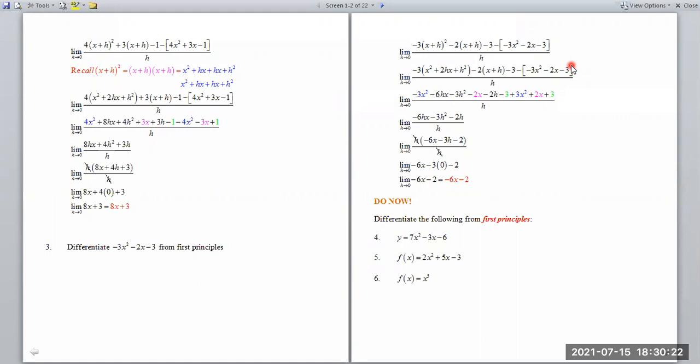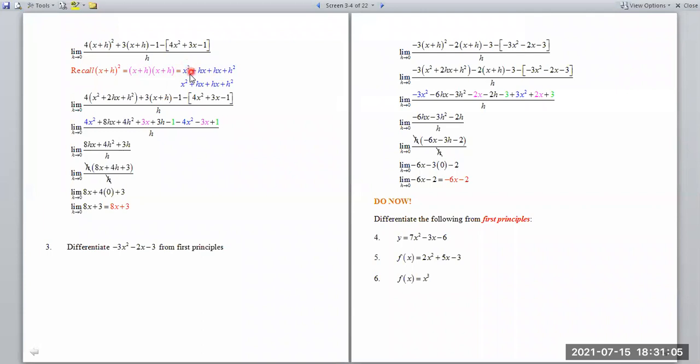All right? So watch me now. It's going to be 4 times x plus h, because all of this portion would have been your 4x squared, plus 3 times x plus h, minus 1. That is the original question. Now what we need to do is subtract the f of x, which is 4x squared plus 3x minus 1, all over h. I'm recalling for you that x plus h all squared is the same thing as x plus h times x plus h. How do we get it? x times x is x squared. x times h is hx. h times x is another hx. And h times h is h squared.